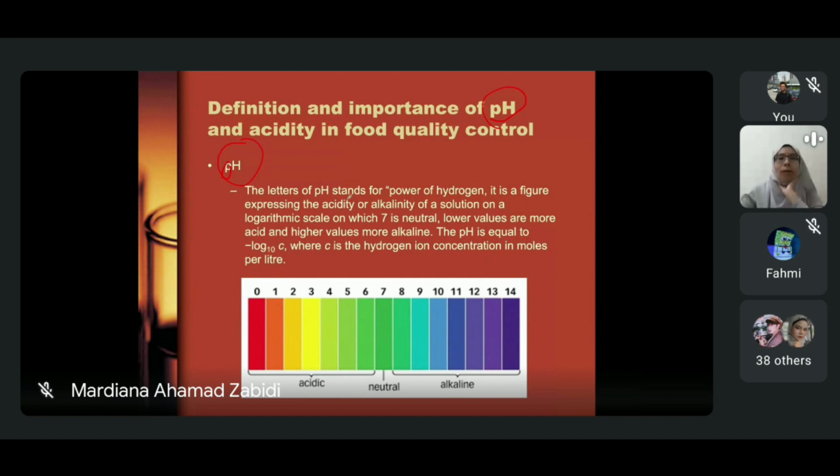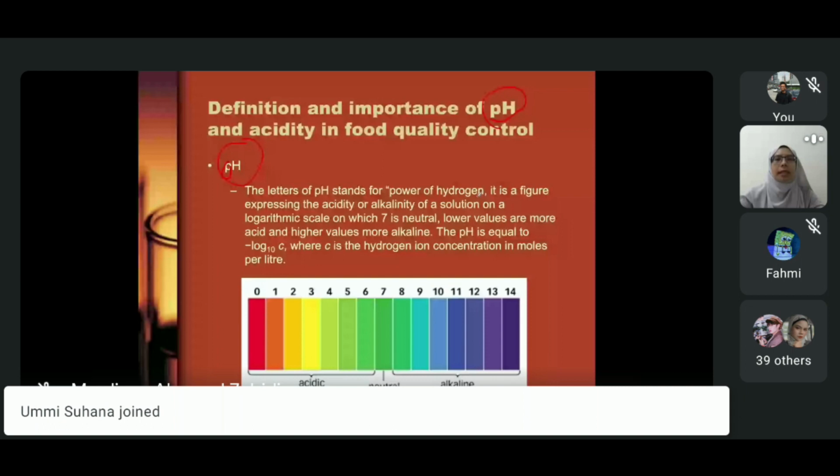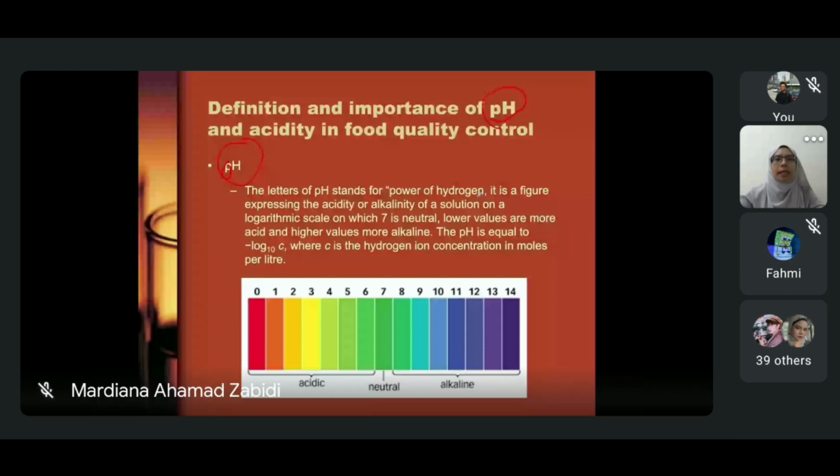Not a big issue, tapi bila you join, bila you kerja, you masuk industri pun, kalau you salah tulis pH pun nanti orang akan apa ni? PH apa? Philippines ke? Apa ke? No. pH is pH. That is how it is written. So the letter of pH stands for power of hydrogen, whereby it is a figure to express whether that particular food product is acid ataupun alkaline solution, or it can be neutral.